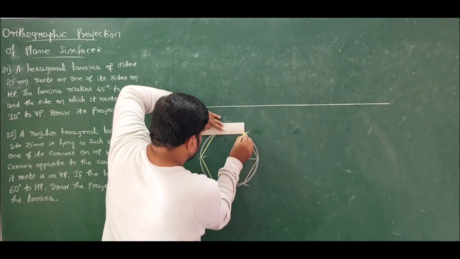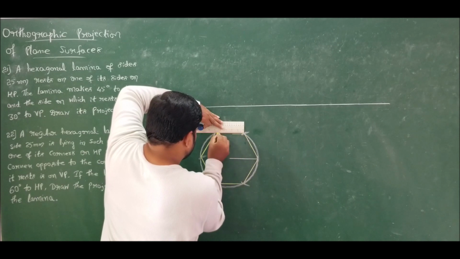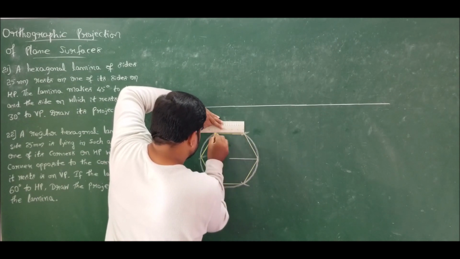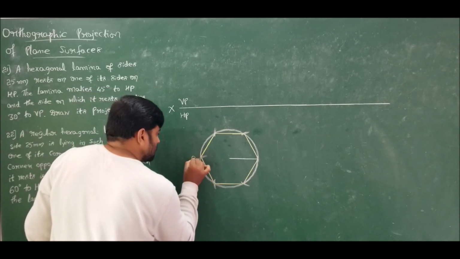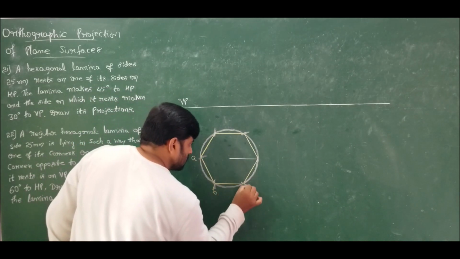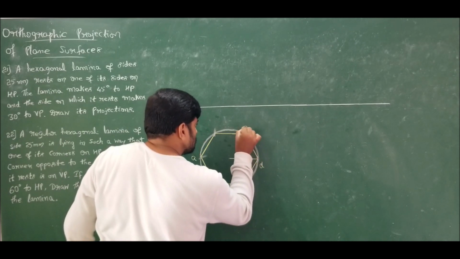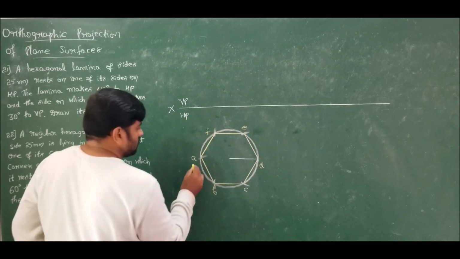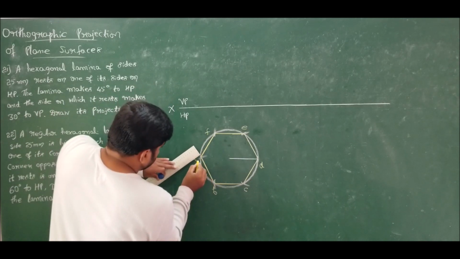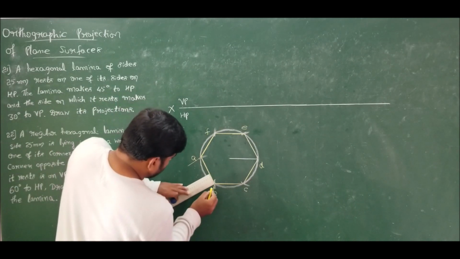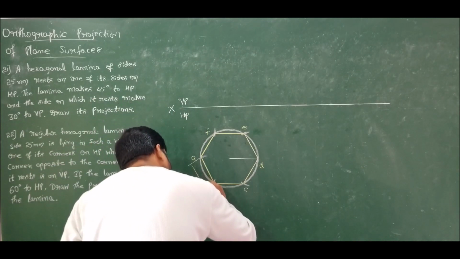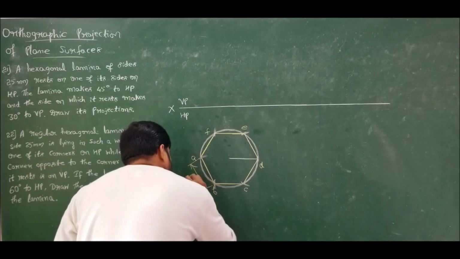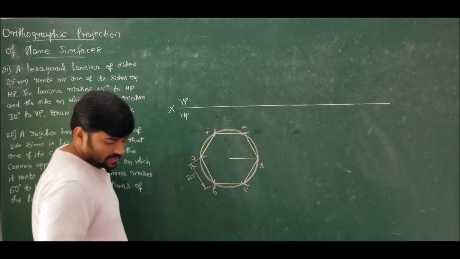So this completes the required hexagon. With corners on either side, let us mark it A, B, C, D, E and F. Each side measures 25 millimeters, as given in the question.